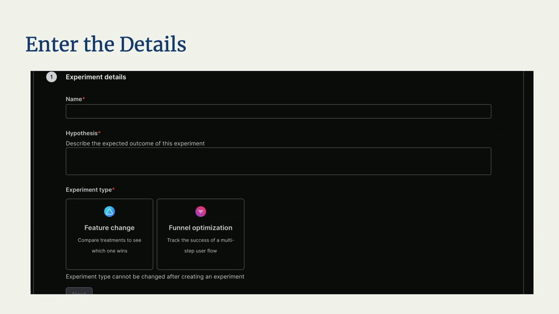The first section is the experiment details. This is where you enter the name of the experiment and the hypothesis that you came up with when designing the experiment. We also need to select an experiment type, which is kind of self-explanatory based off the description of the buttons there. The first one basically just compares two different things to see which one wins. The second one is more in-depth, where you can compare two different user flows. So for instance, once again with the cart checkout example, if you have a flow that includes three button clicks, and you have a flow that includes one button click, that's where you use the follow-up optimization to compare those, since it's not a one-to-one kind of test.